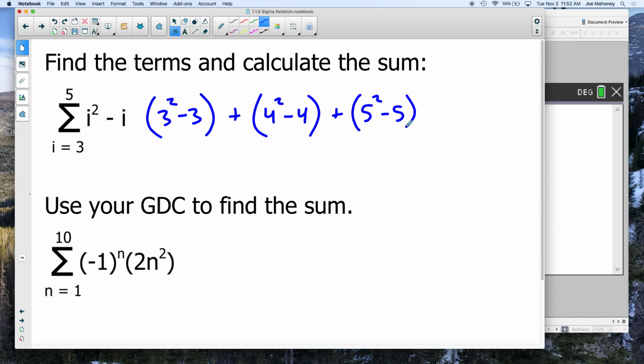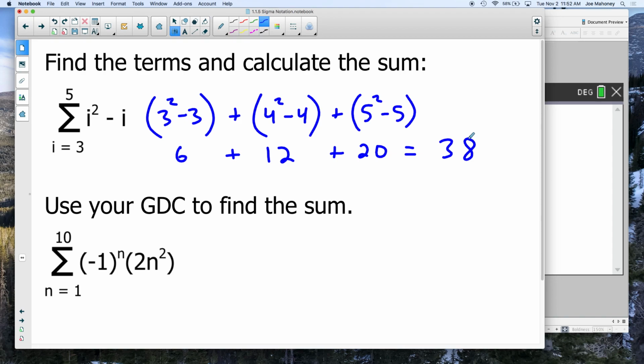And now I just need to find this sum. Well, the first set of parentheses, 9 minus 3 is 6. 16 minus 4 is 12. 25 minus 5 is 20. And when I add all those values up, 6 plus 12 is 18, plus 20. So that series is equal to 38. Just plugging in and finding the sum.